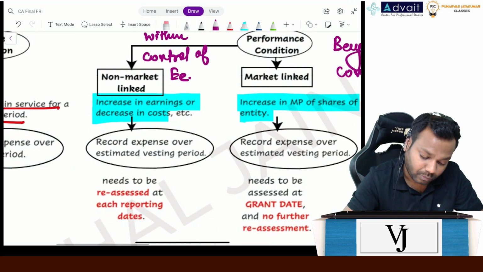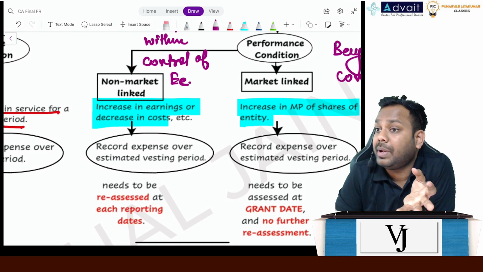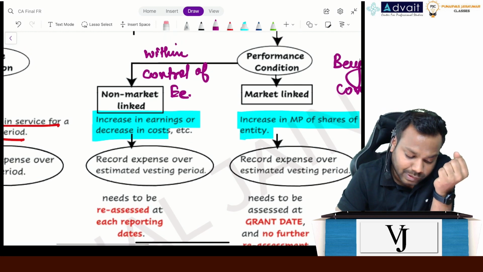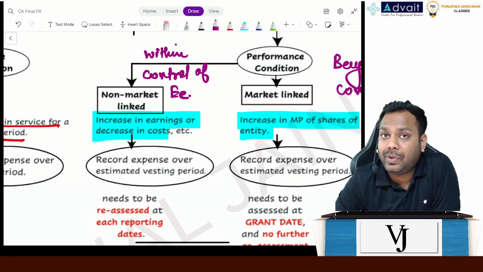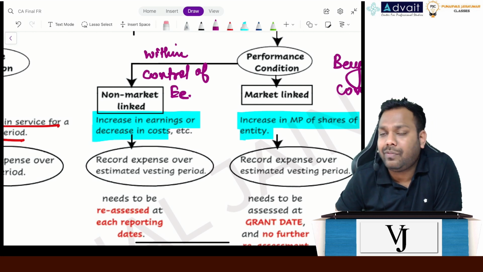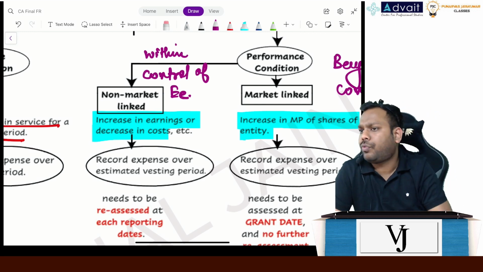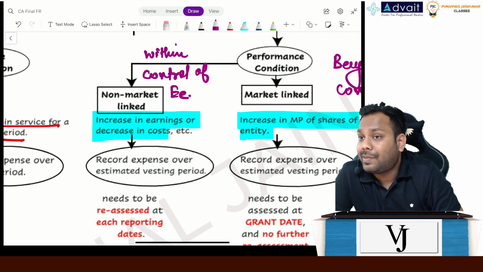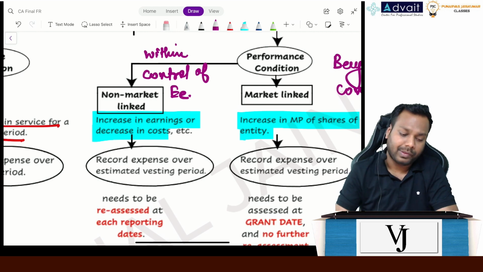Now, any factor which is within the control of the employee is called an estimate, right? So what happens if it is non-market linked? Let's suppose Reliance says that if you reduce the costs by 20%, I will give you ESOPs within the 3-year period. At the end of the first year, the employees believe, yes, the cost will get reduced by 20%, so I will recognize the pro rata cost for that period. Now coming to the second year, the company believes that the cost will not be reduced by 20%.